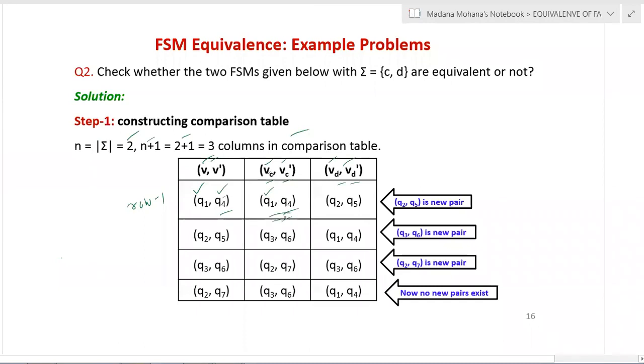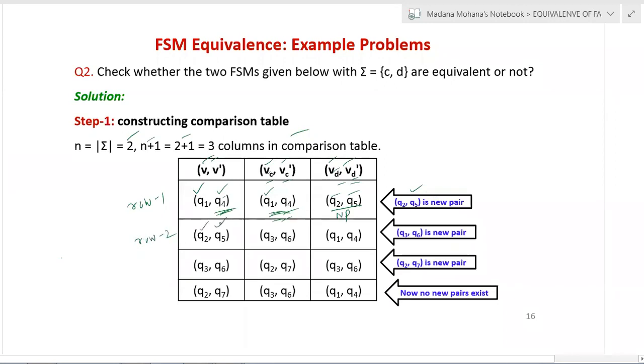Now this is a pair. Then on input D, Q1 goes to Q2. Then Q4 on input D in the second machine goes to Q5. Now you can see Q1, Q4 is the same as the current pair, but Q2, Q5 is a new pair. So Q2, Q5 is a new pair that you can include in column 1 of the second row.